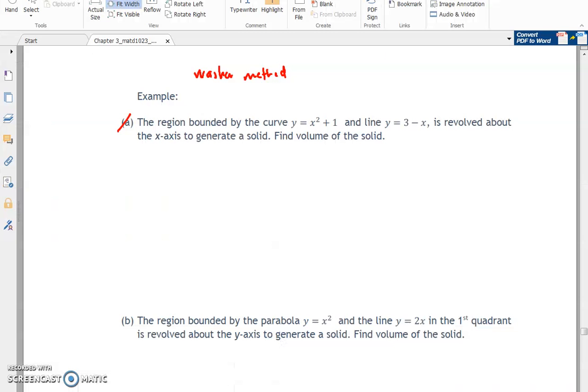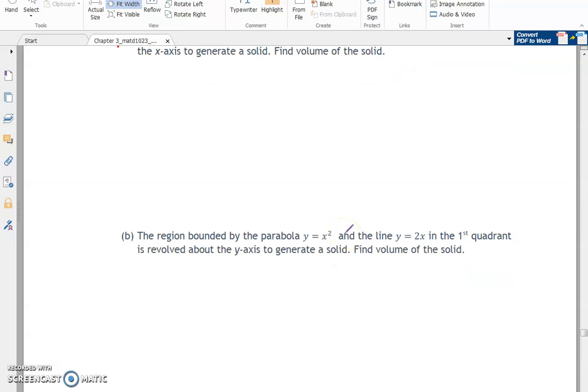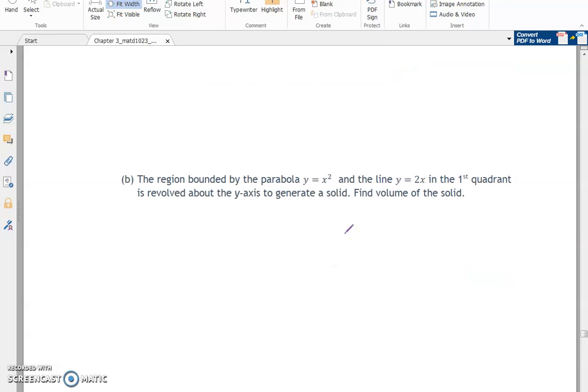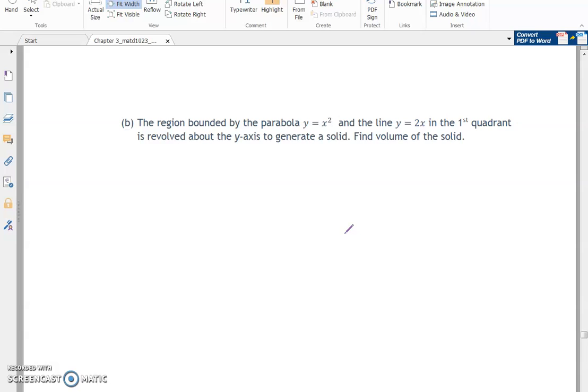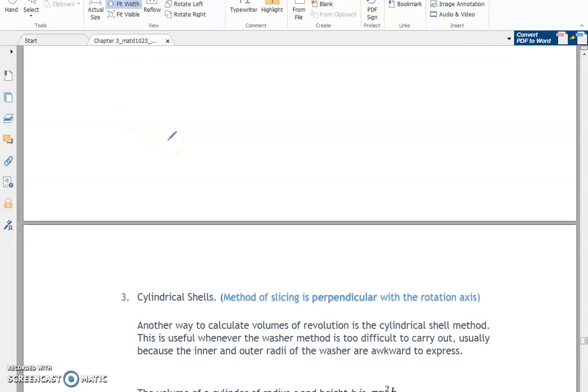You can try question B there, but please be careful because you need to know how to sketch the graph on your own. I left this one as your own exercise. If you have any question regarding this part, please ask me using Telegram or any means that you can reach me.